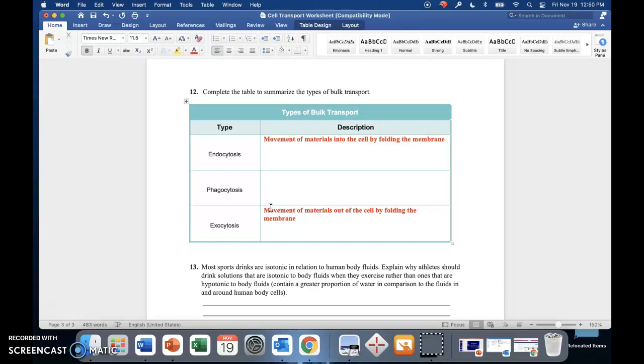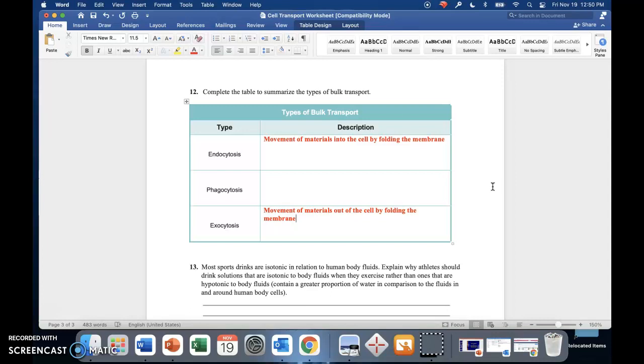We kind of somewhat mentioned this early on when we talked about how vesicles can be used to move things from the Golgi apparatus to the cell membrane, and then those proteins, lipids, and carbohydrates can be released, and this is the way it does this.